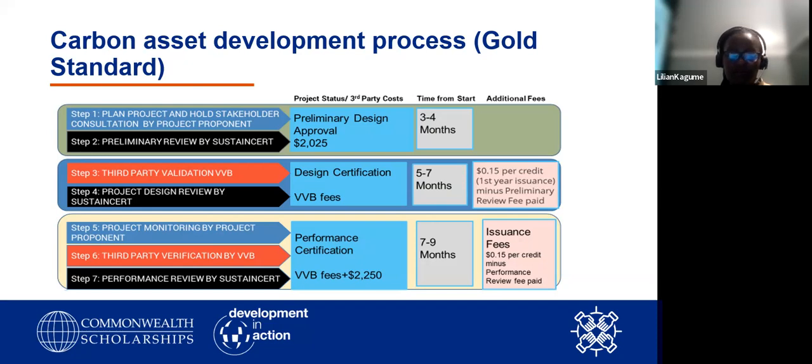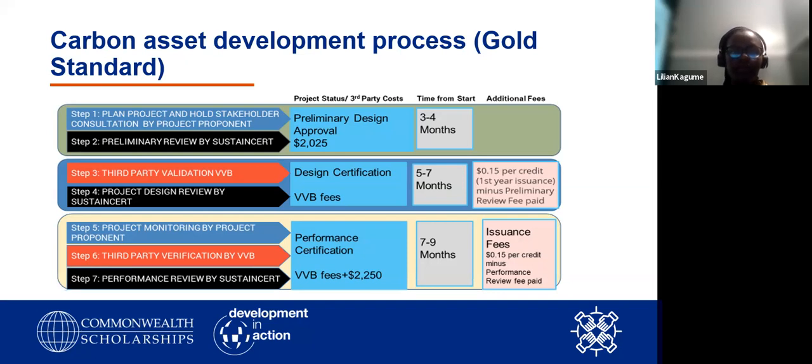In the case of nature-based projects, if you want to do a forestry project, you must have an agreement, if it's community, with the community in which you want to develop the project. If it's public land, then you must have an arrangement in writing with the government, because that is the only way you can prove the ownership of the carbon credits that will be developed from that project.